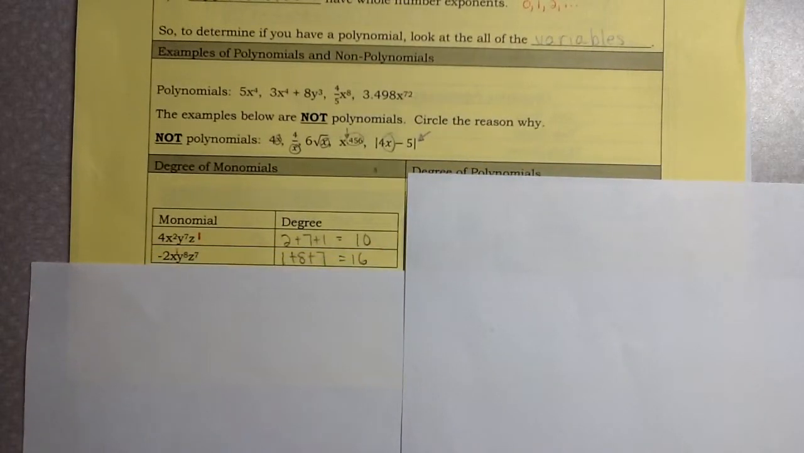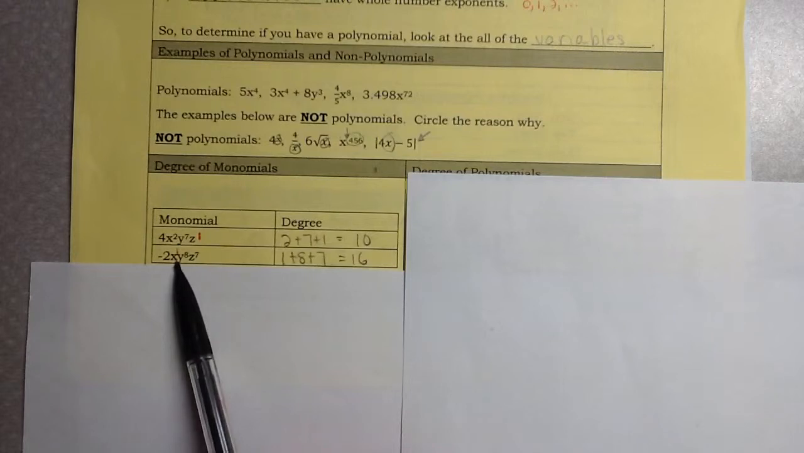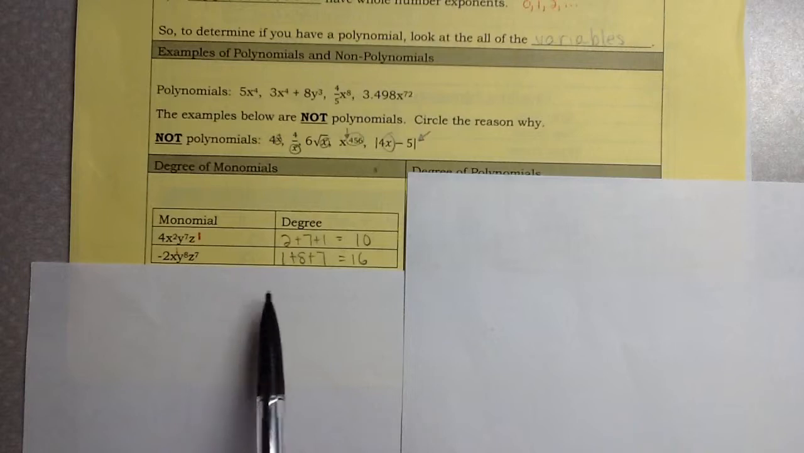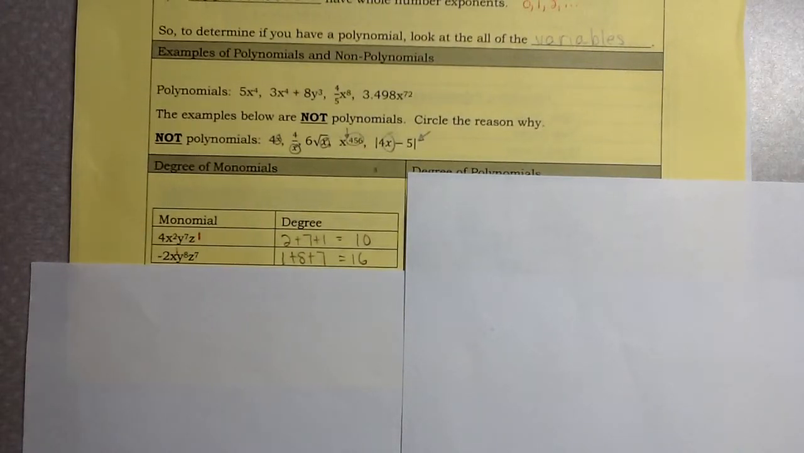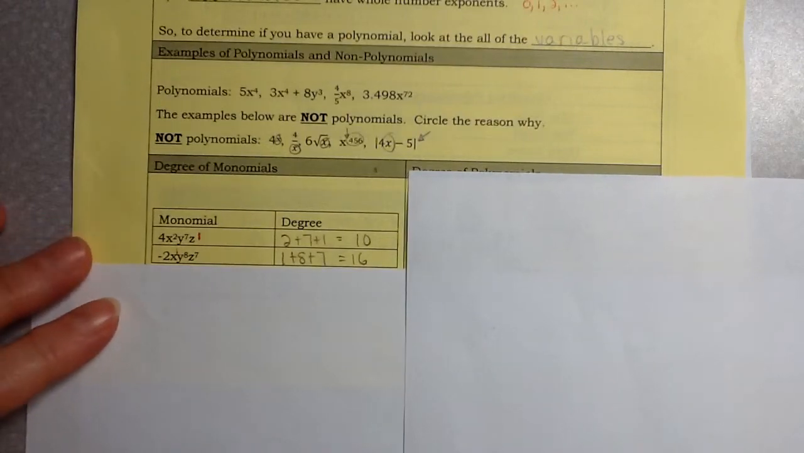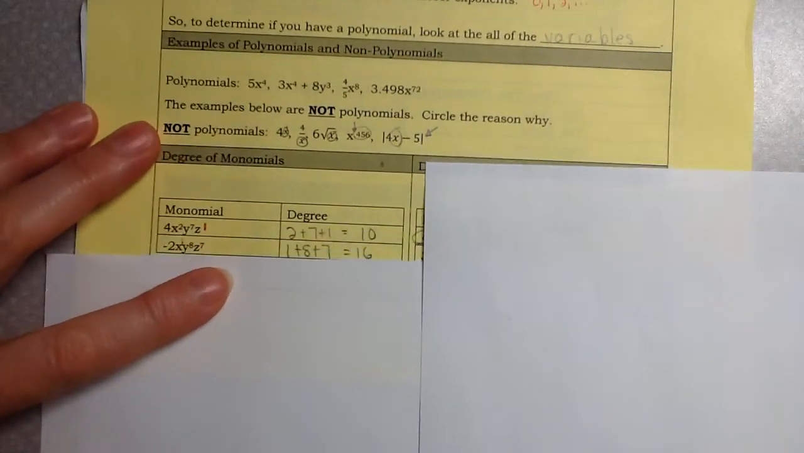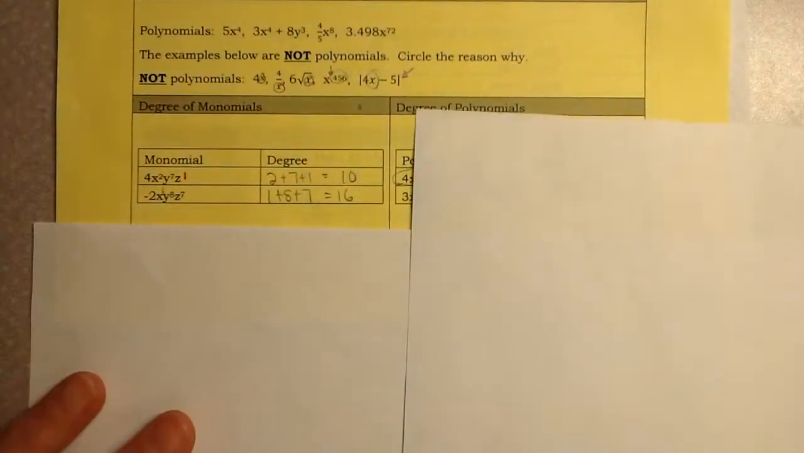The next one, again, we didn't see a number on the x variable, but it's assumed that it's 1. So we have 1 here, 8, and 7. So add those together, we get 16. Now a polynomial has either 1 or more terms. So what we're going to do is find the degree of each individual term, and then we will pick the highest degree.